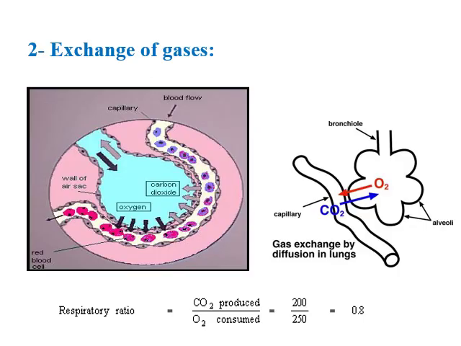The second step in the mechanism of respiration is the gas exchange. Carbon dioxide and oxygen diffuse between the alveoli and the blood by simple diffusion. This is known as the external respiration.